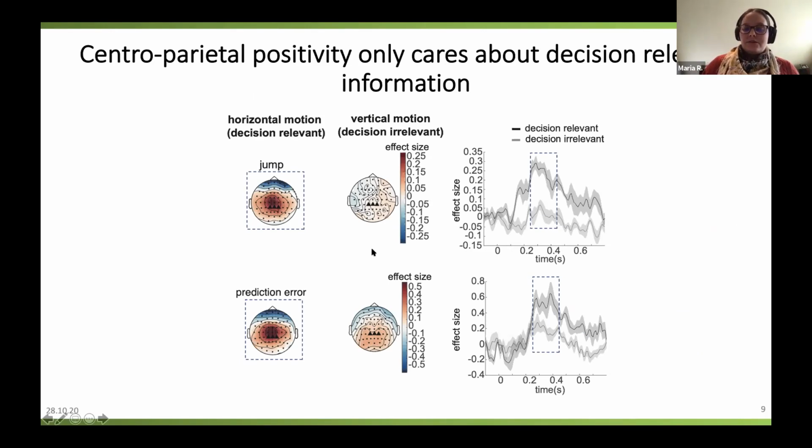And that's really cool, because now we can see that the brain, and we're looking at the same regressors, really only cares about the motion-relevant information, here the dark gray line, in the horizontal motion, but it doesn't really care about the vertical motion. So the signal we are measuring is really directly related to decision-making and doesn't have to do with any other processes, such as a visual update or something like that.